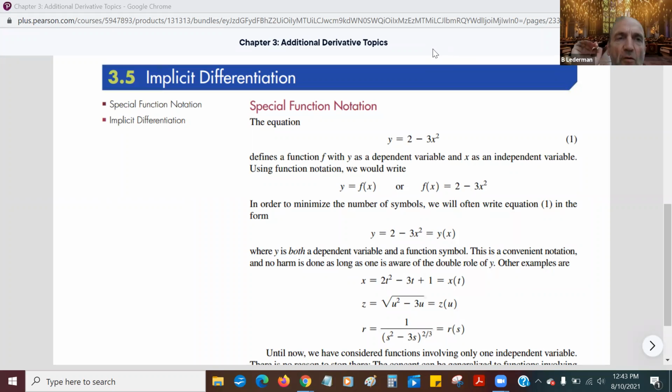Hi, everybody. And now we're up to 3.5, implicit differentiation. Implicit differentiation is one of the most extremely powerful tools, and you can do a lot with it. So let's just get right to it.